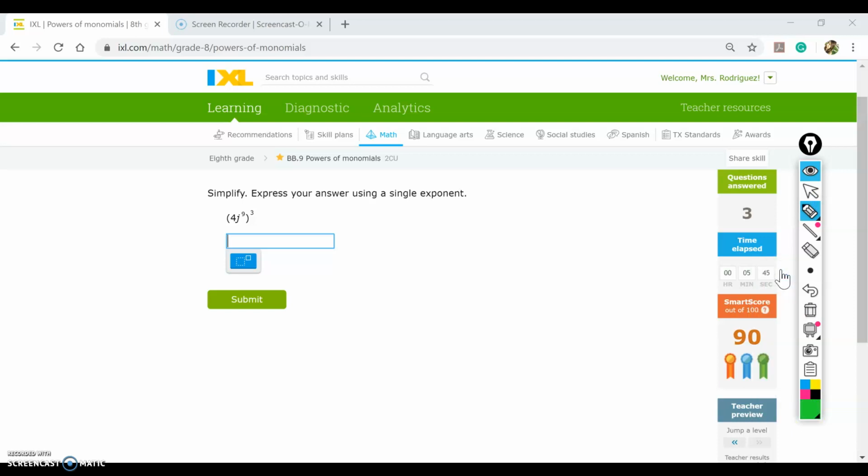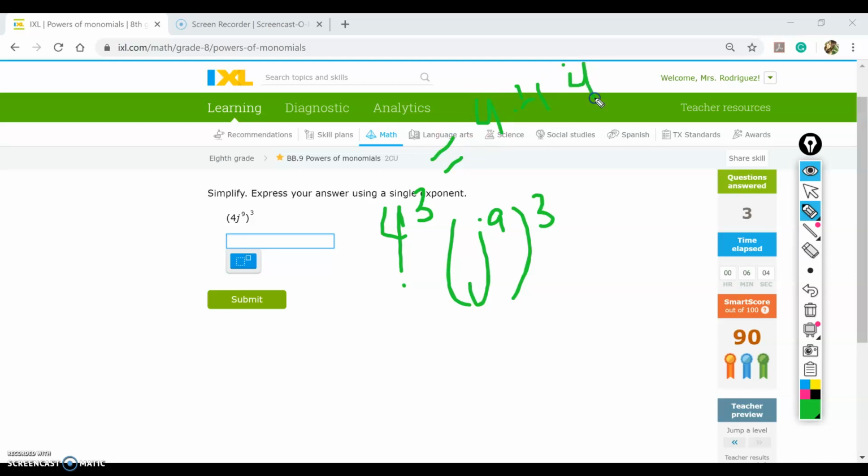4 to the power of 3, and then I would have to do j to the power of 9, and then to the power of 3. If I do 4 to the power of 3 on my calculator, that is exactly the same thing as doing 4 times 4 times 4, because it's 4 to the power of 3. That is equal to 64. Now, if I multiply these two exponents, 9 times 3, yep, it is 27. So it's j to the power of 27.